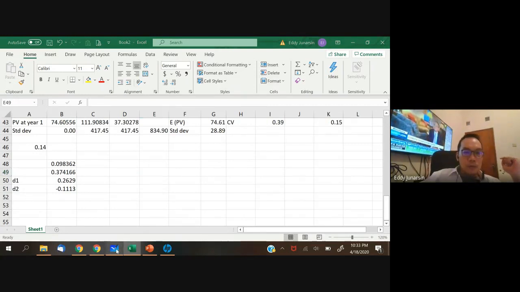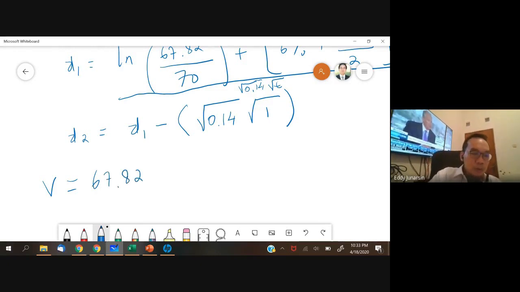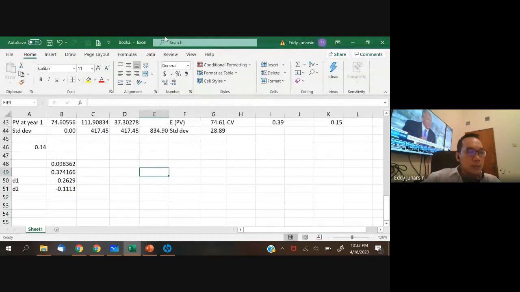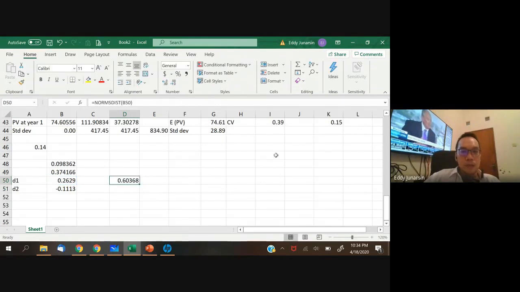Then we put the values in here. The value would be P, the present value of future cash flows at 67.82, multiplied by the cumulative distribution function of D1. What is our D1 again? We can immediately do it. What is the cumulative distribution function with a normal distribution? So we use NORM.S.DIST of this. So we get 0.6037. Okay, so we write it down here.